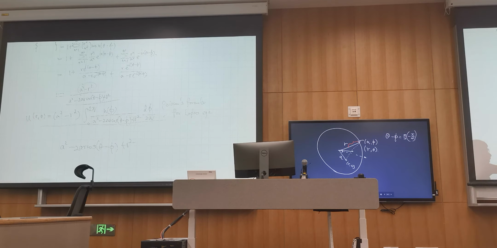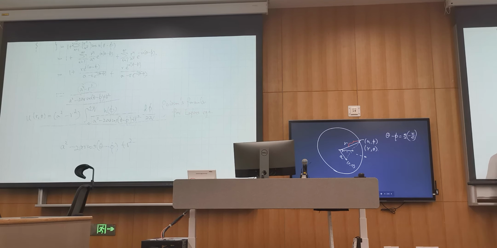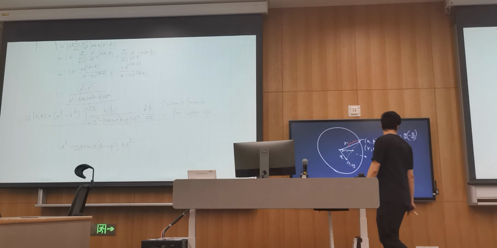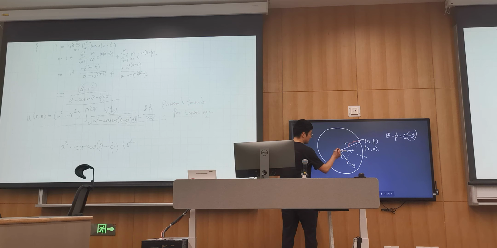One more example. What if theta minus phi is exactly pi? Which means that they are on opposite sides, opposite angles. So in this case, cosine pi is going to be negative 1. So this is going to be a squared plus 2ar plus r squared. So the whole thing is actually going to be a plus r squared, and in this case, we're actually talking about this.